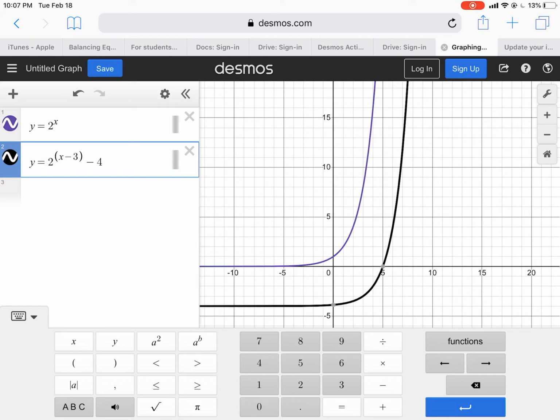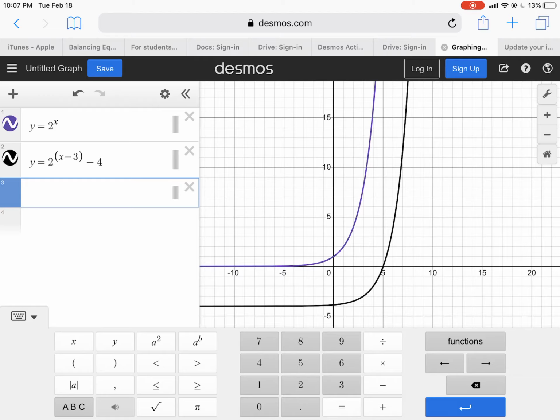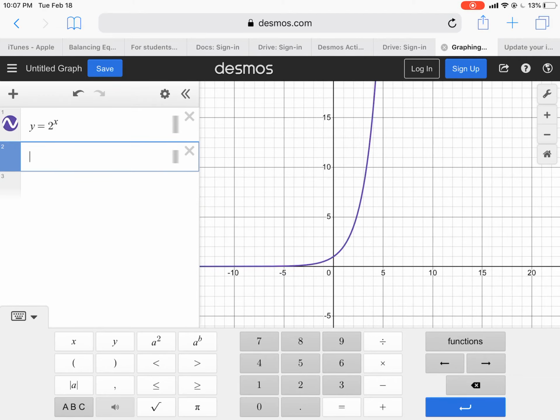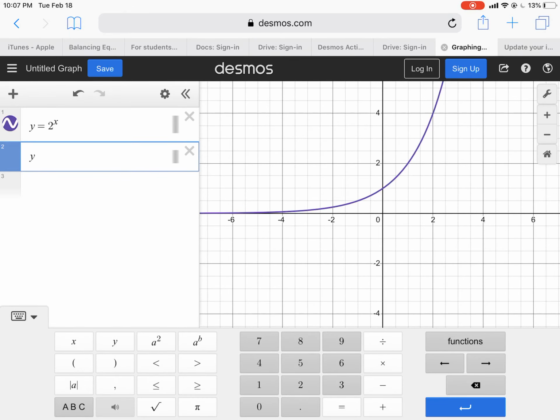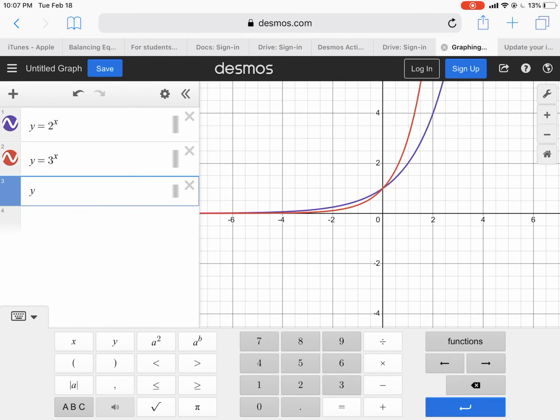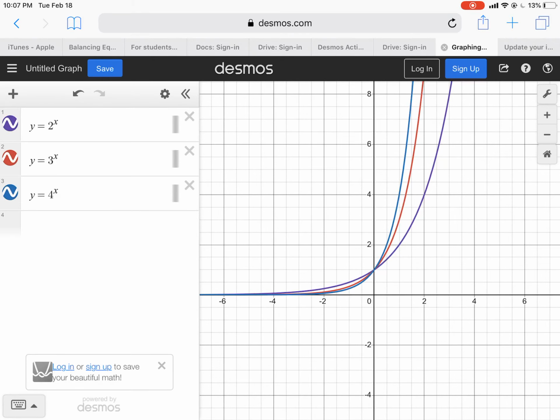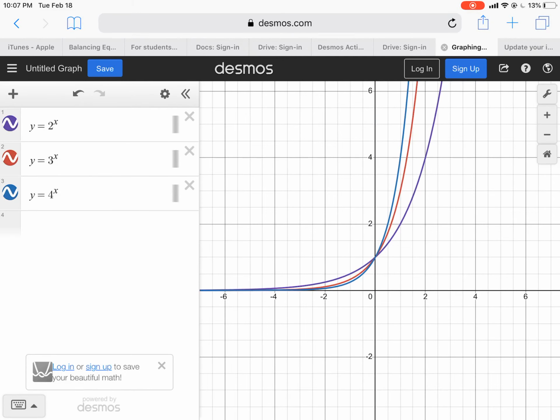What else do I want to show you? Oh, I know one other thing I want to show you real quick. Let me back up real quick, put that back in. I'm going to spin this a little bit, and I am going to put in y equals 3 to the x and y equals 4 to the x. And I want you to look at what happens with all 3 of those. Hopefully you'll notice they all have a point in common. Now let's think about why they have that point in common.